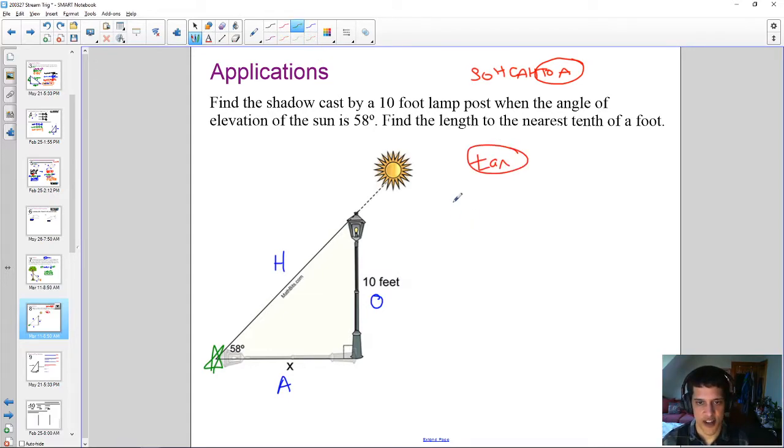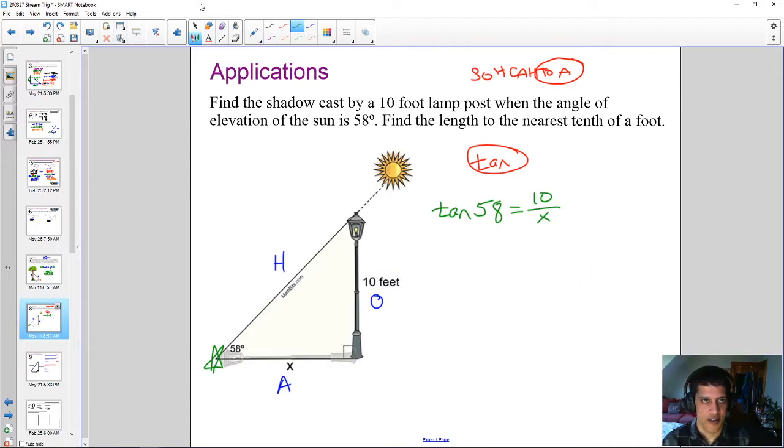So let's write out our tangent ratio here. Tangent of 58 is equal to opposite over adjacent. So that's going to be opposite is 10 feet divided by adjacent, which is x. That's the side that we're looking for.